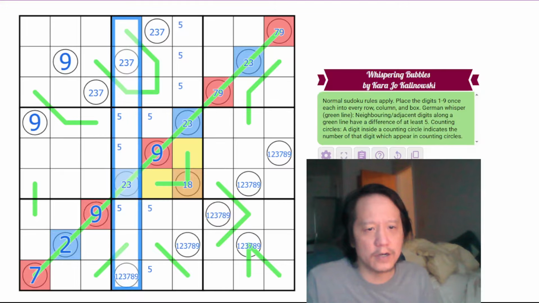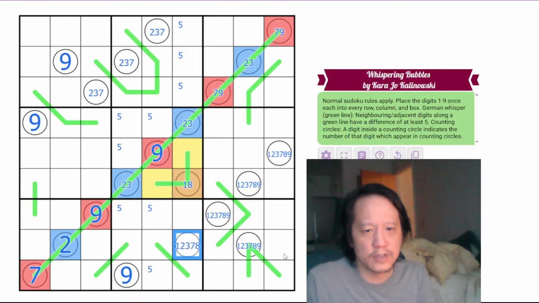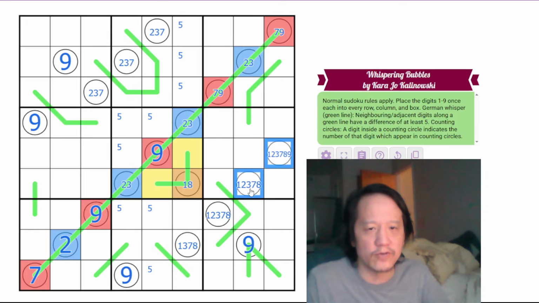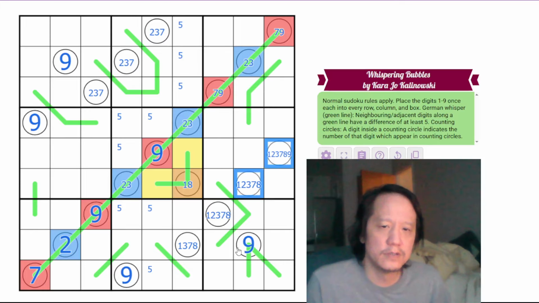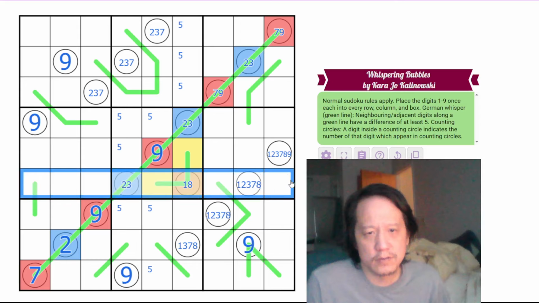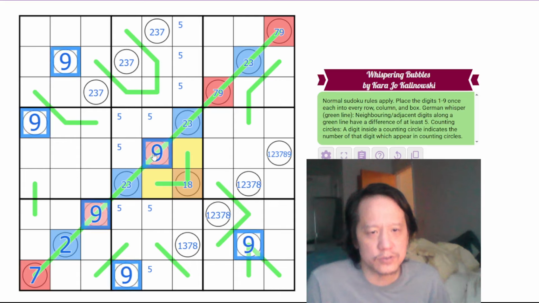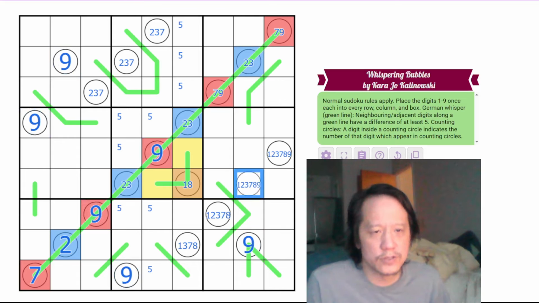Where's the 9 in column 4? It must be here, so this is 9. So this can't be 9 or 2. This can't be 9. Where's the 9 in row 8? It has to be here. That eliminates 9 here, and then we have a contradiction, because there's no 9 in row 6 then, and the 9s have to appear in all the circles. So that's a contradiction. So 2, 3, 7, 9 does not work.